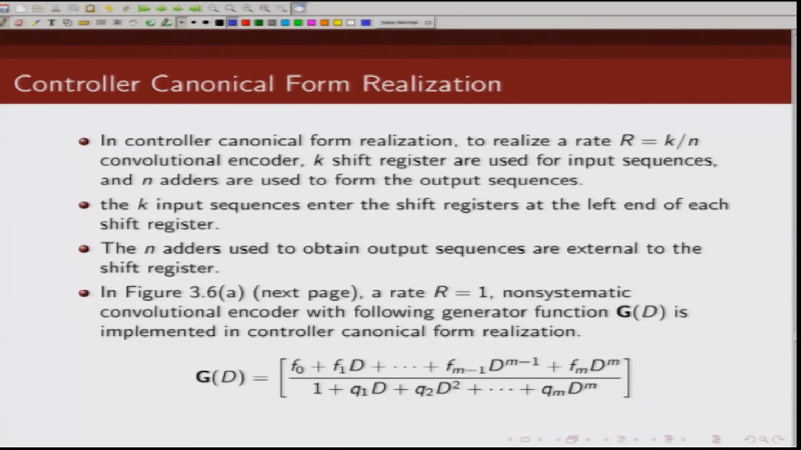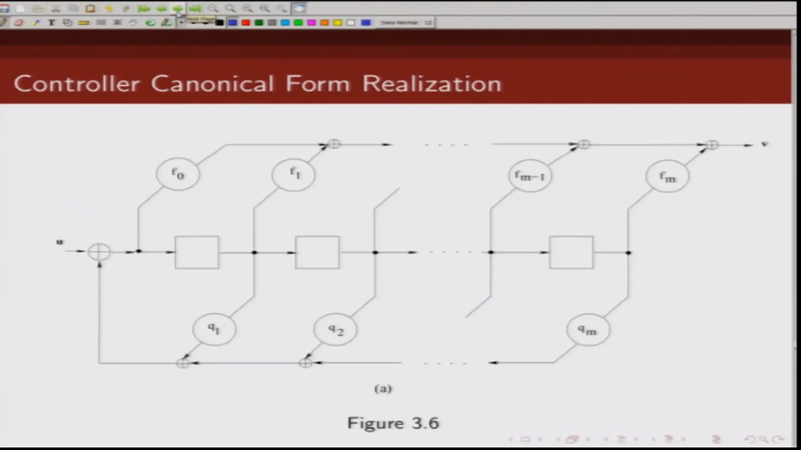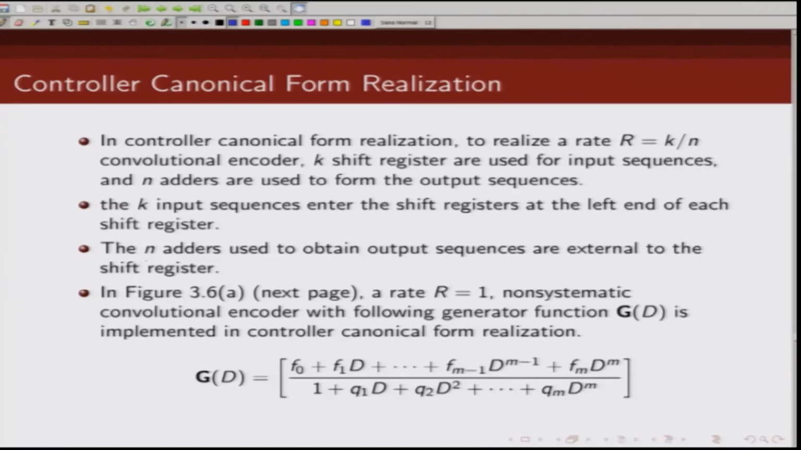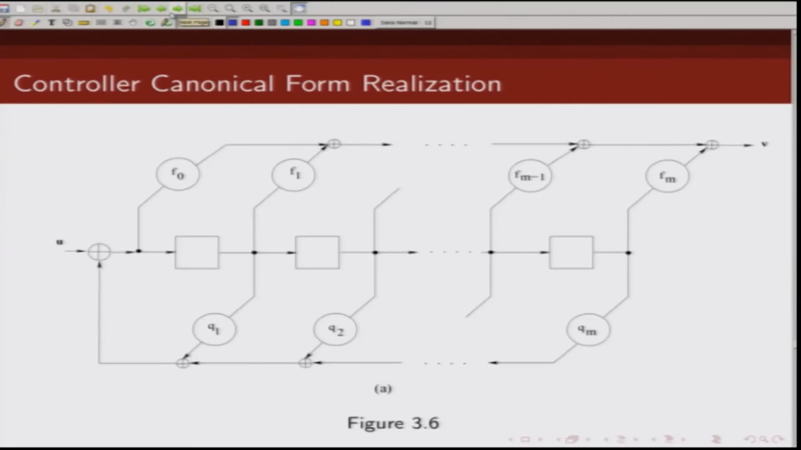So, let us go back. We are going to use k shift registers. This is a rate 1 by 1, so there will be only 1 shift register. We use one shift register corresponding to 1 input sequence. Next, we use n sets of adders. Now, what is n here? Because it is a rate 1 code, n is also 1. So, we will use one set of adders, and this set of adders, basically this output that we are seeing, is what we use to obtain this coded sequence V.